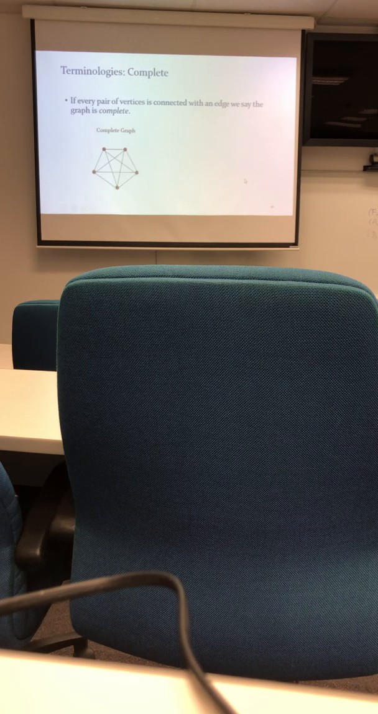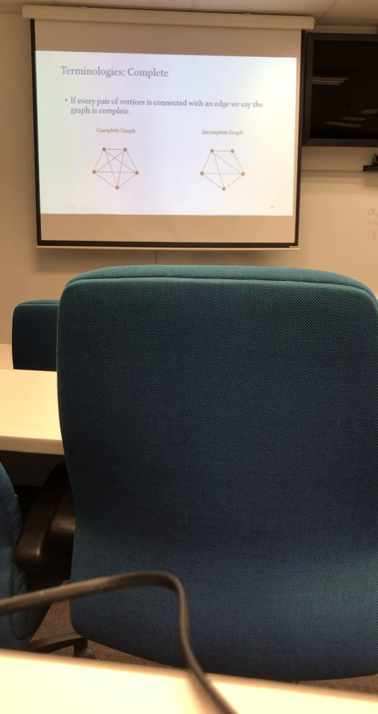Complete, okay, what is a complete graph? A complete graph means every pair of vertices is connected with an edge. So this is a complete graph. Altogether there are 6 vertices, right? So for every pair there is an edge connecting them. For this pair, yes. For this pair also. So this is a complete graph. This is an incomplete graph.